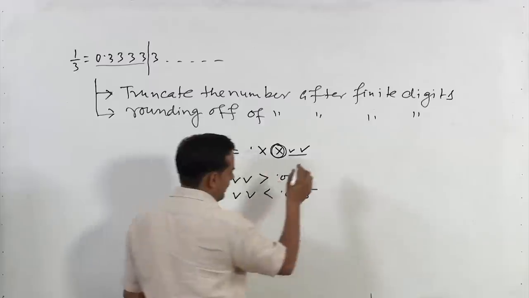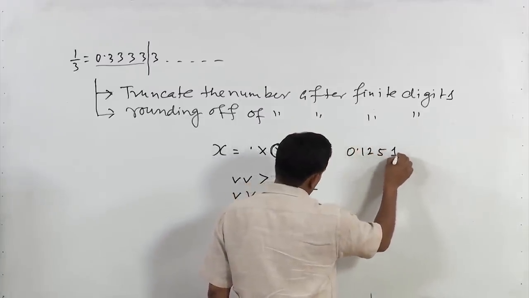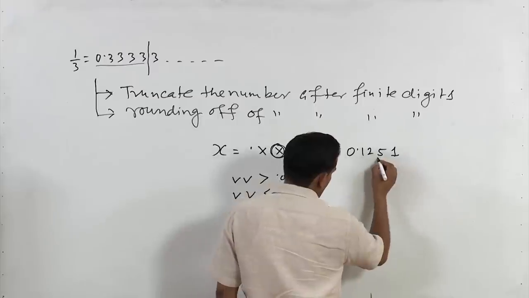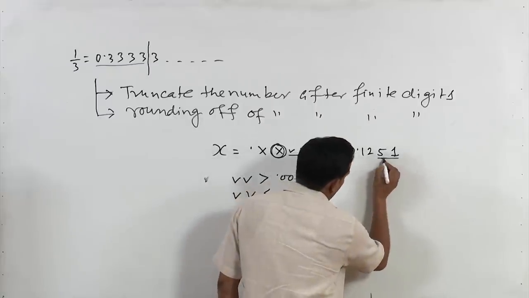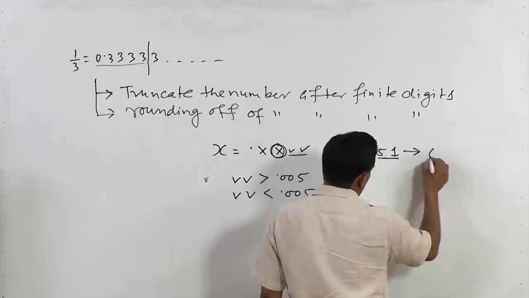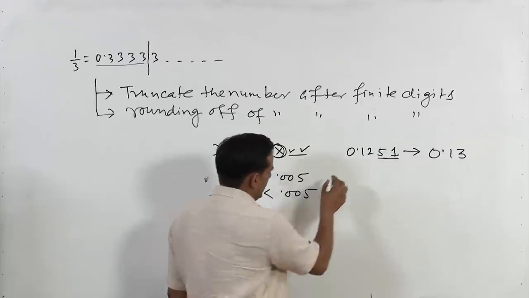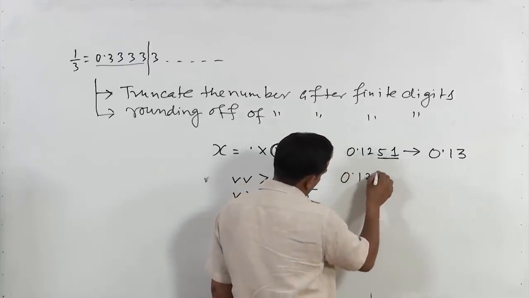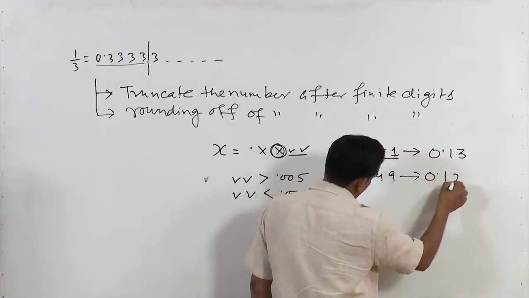So for example, I have taken 0.1251. So here 0.0051, this particular digit is greater than half. So after rounding up to two significant digits, it will become 0.13. If I take 0.1249, it will become 0.12.